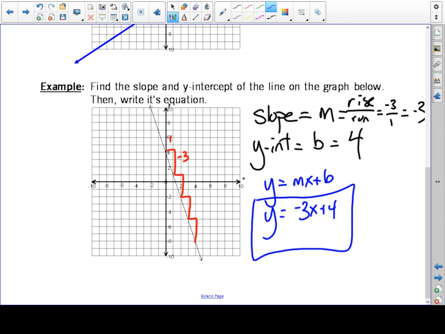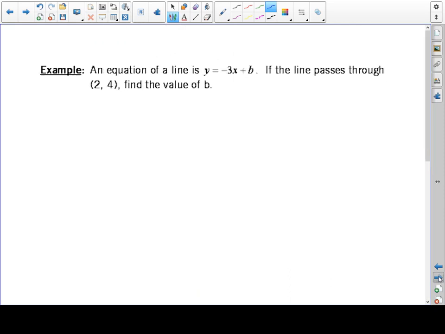Okay, moving on. Last example. The equation of the line is y equals negative 3x plus b. If the line passes through the point (2, 4), what's the value of b? So obviously the unknown in this question is the y-intercept, but it tells us a point on the line. How do we find out what b is? Well, this isn't too tricky.